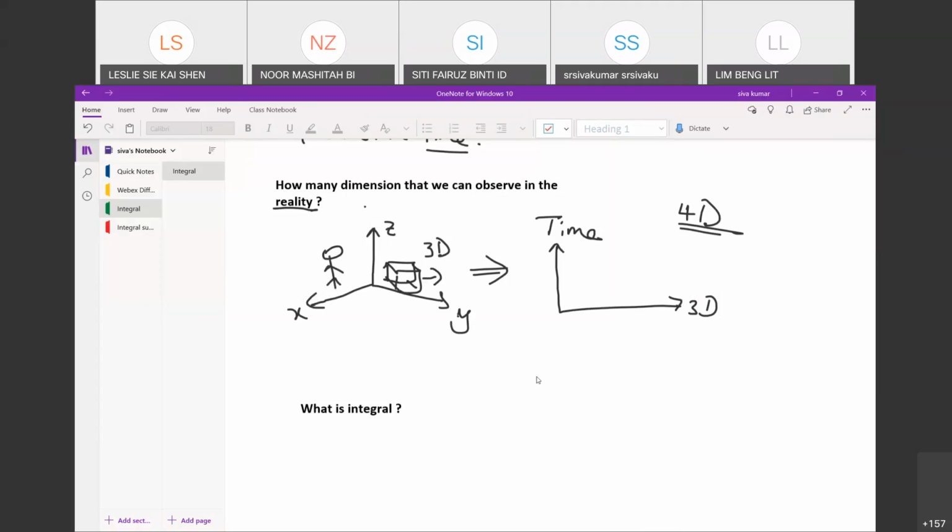Basically, you can see there is a height, a width and a length. Then immediately you can identify you are moving from one place to another. That means you are incorporating another dimension called time. That's what we call 4D. That's why almost all of you will agree by now.